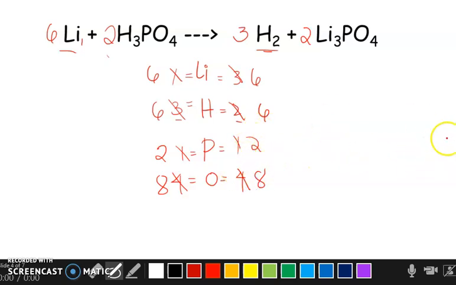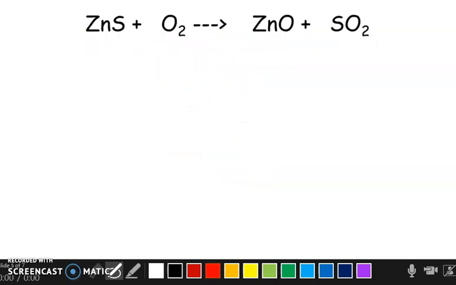Oh, by the way, I forgot to cancel. Let's move on to the next one. So, again, step number 1, write everything. Zinc, sulfur, and oxygen. By the way, balancing is trial and error. It doesn't have to be perfect right away. So, zinc 1, sulfur 1, oxygen 2. Zinc 1, sulfur 1. Now, for this one, you have 2 separated oxygen.